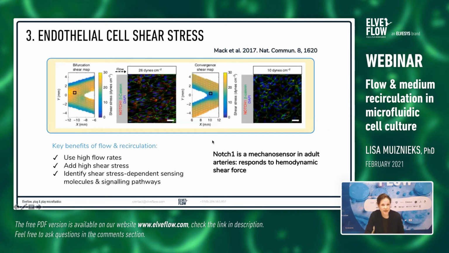The third example used recirculation to study the effect of shear stress on endothelial cells that line blood vessel walls. This study was the work of Julia Mack and Luisa Iruela Arispe and colleagues. Here, the authors cultured endothelial cells in a microfluidic chip under high aortic stress to study the mechanosensor protein called Notch1. Notch1 is a molecule that is able to sense and respond to changes in the mechanical environment of the cell.